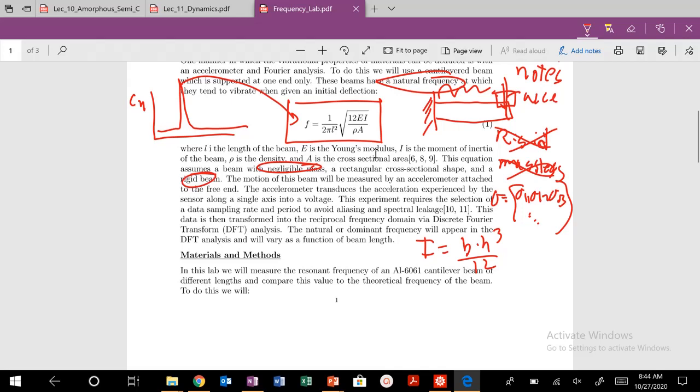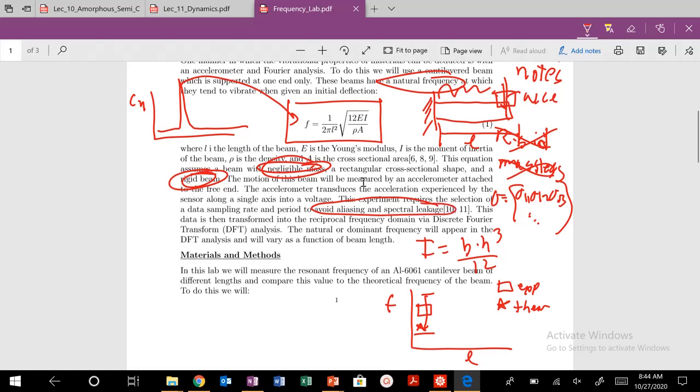So our seminal plot is going to be our frequency as a function of the length of our beam. We're going to vary the length of the beam here, and we're going to see the experimental versus the theoretical. We're going to see, okay, do these overlap? If they don't overlap, there are some really nice ideas as to why they might not. Also, maybe you want to think about whether there's aliasing and spectral leakage in this experiment.